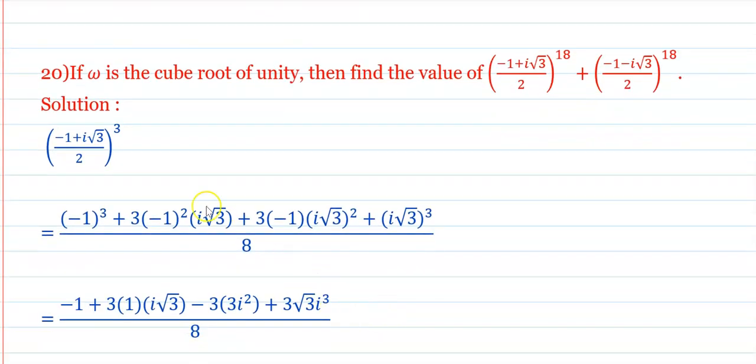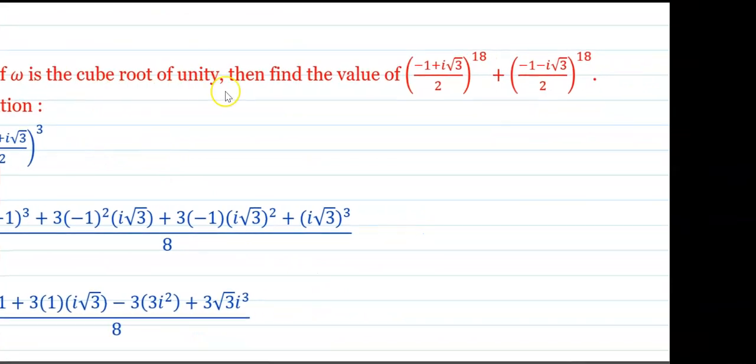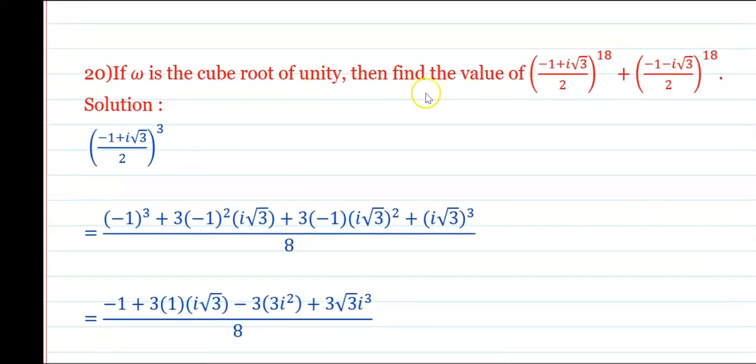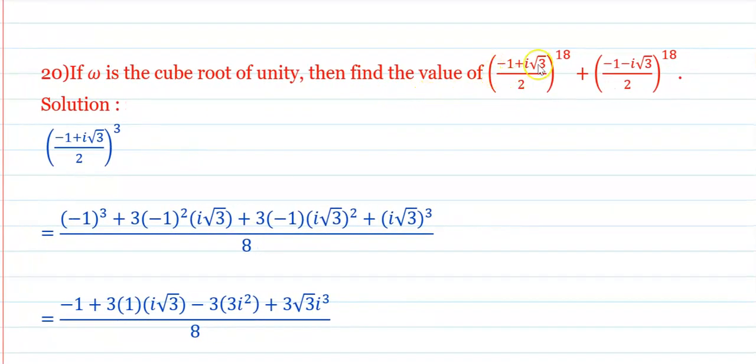Now the next: if omega is a cube root of unity, then find the value of ((minus 1 plus i root 3) upon 2) raised to 18 plus ((minus 1 minus i root 3) upon 2) raised to 18. Okay, we want to find out its value. First, ((minus 1 plus i root 3) upon 2) cube.